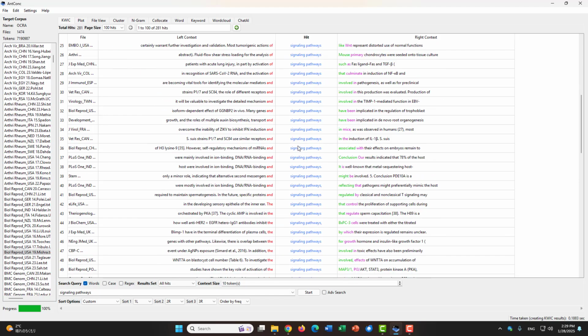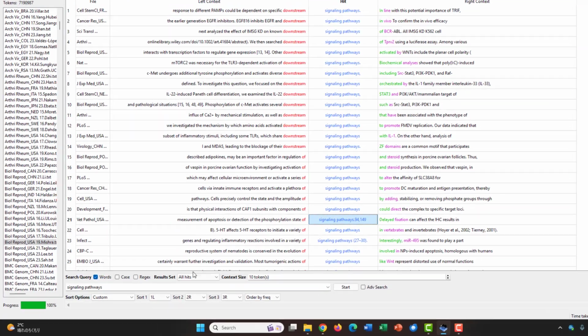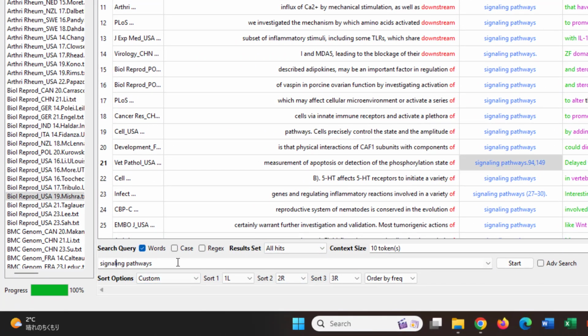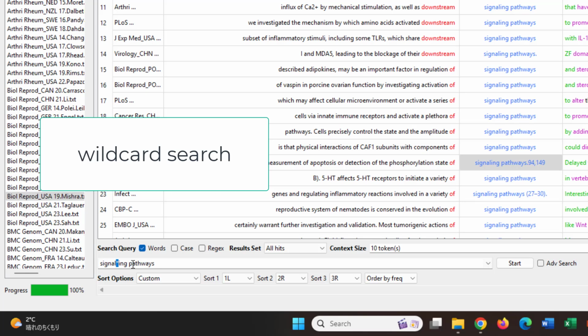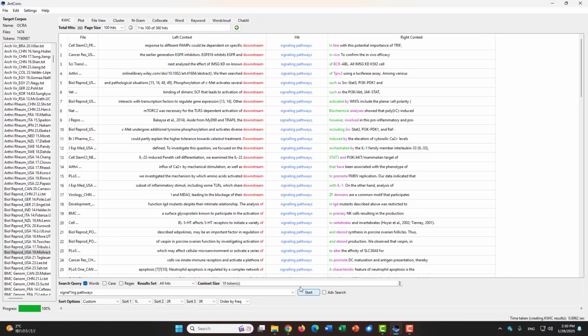Now, this could be interesting, but I might actually be missing some data. Because I'm American, I spelled signaling with 1 L, but British people might spell it with 2 L's. So if I want to capture that data as well, I'm going to put a little asterisk here after the L for signaling pathways, and that's what's called a wildcard search. If I put an asterisk after that L, then it's going to give me all of the cases of signaling with 1 L and with 2 L's. Let's see what we get. So this time we have 360 hits, so we've increased our count by about 80 hits.